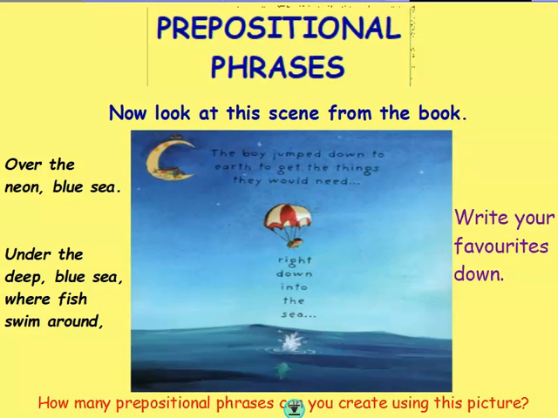Right, welcome back. Now let's have a look at this scene from the book. In this scene, the boy jumped down to earth to get the things they would need, right down into the sea. So I thought we could think of prepositional phrases that would use this picture to describe what's happening. So we could have over the neon blue sea, under the deep blue sea where fish swim around.